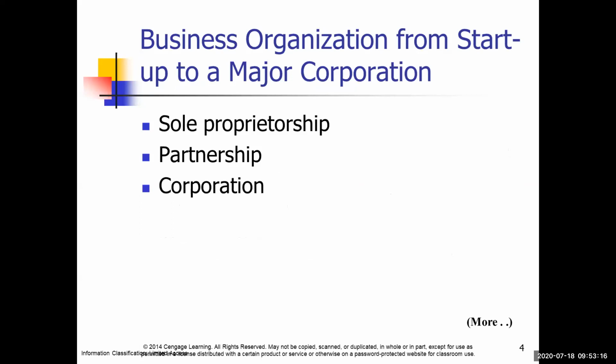So next, we'll talk about various forms of organization. So we have sole proprietor concern. Sole proprietor concern is nothing but it is started by one person, and he is the boss and the owner of the company.